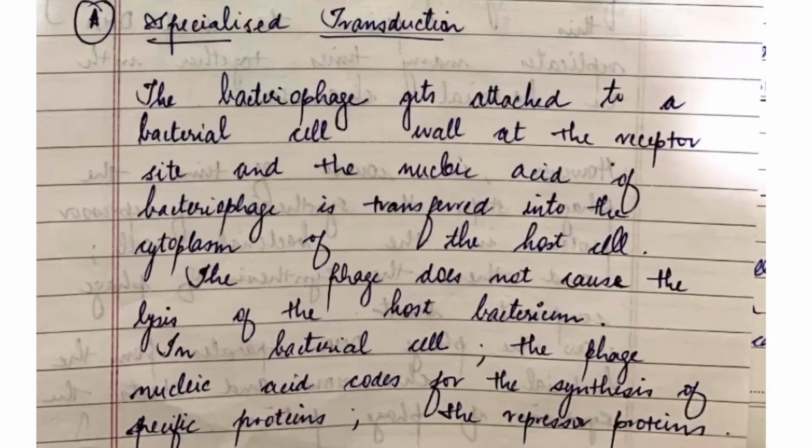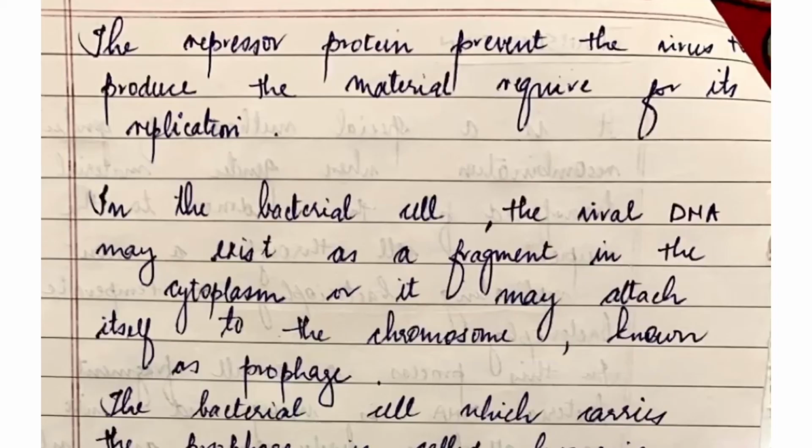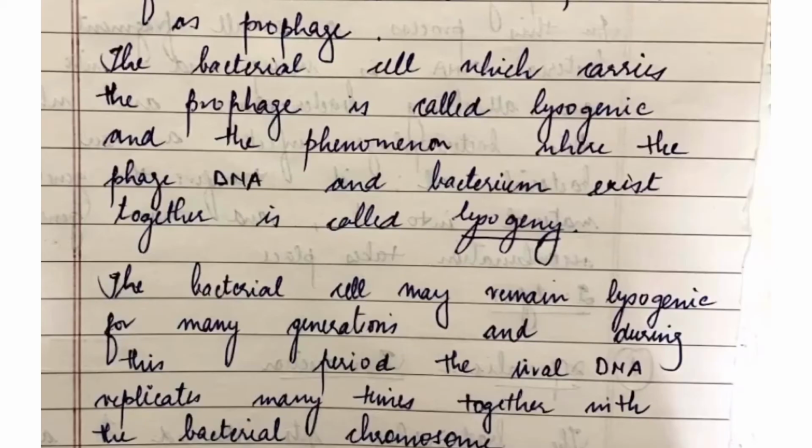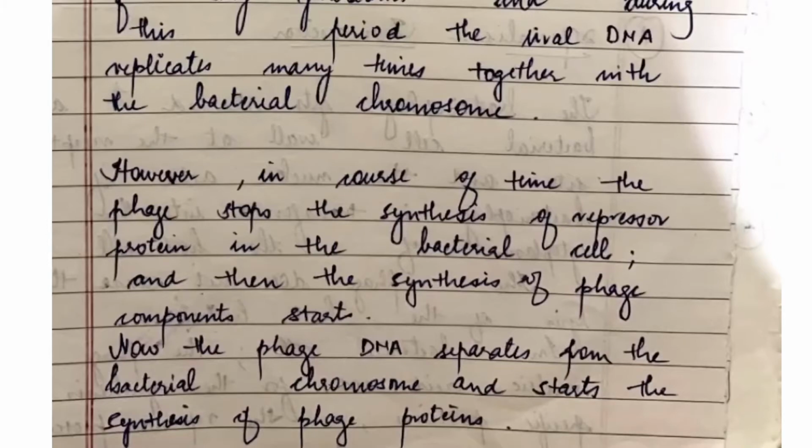In specialized transduction, a DNA fragment is transferred from one bacterium to another by a temperate bacteriophage that is now carrying the donor bacterial DNA. In specialized transduction, the phage inserts its genome at specific sites. Specialized transduction occurs at the end of the lysogenic cycle.